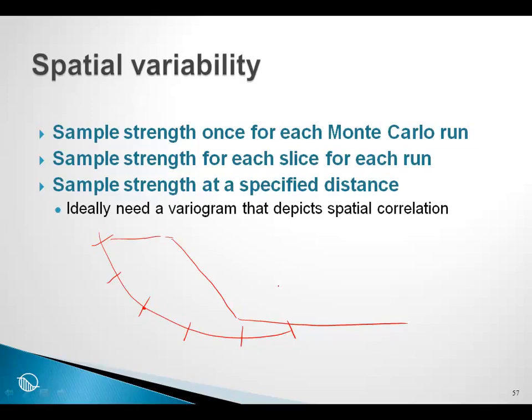We will talk about this in the context of a case history in a little bit, but jumping forward, in order to answer this question, ideally what is needed is a variogram that depicts spatial correlation. We'll come back to this in a bit.